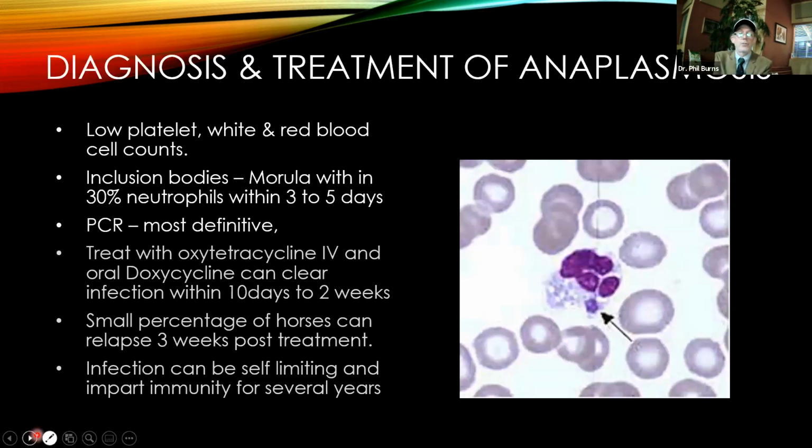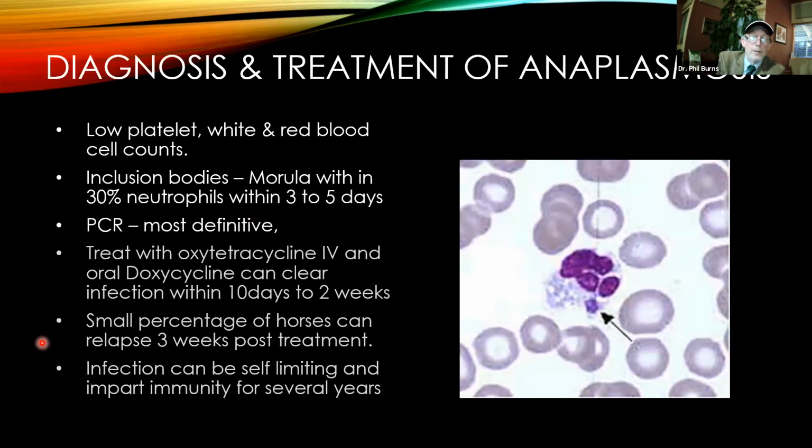How do we diagnose and treat? Well, it attacks the red cells, and so we will see low platelet, white, and red blood cell counts. Inclusion bodies, which this slide demonstrates right here, actually can show the intracellular organism in a white cell, which we can actually see on a slide. PCR is our most definitive test that we normally run.